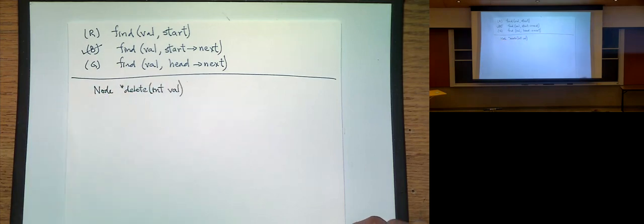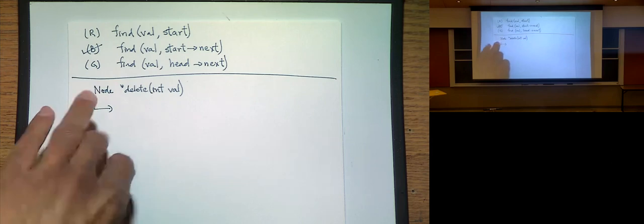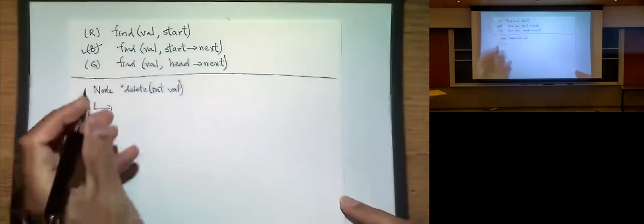Again, we'll do it through find, where the return type is not void, but is node star. You can imagine the problem with having void type is if it returns, you don't know what actually happened. It may have deleted, it may not have deleted. When you return a node, then at least you have access to the node, and if the return is null, then you know that nothing has been deleted.